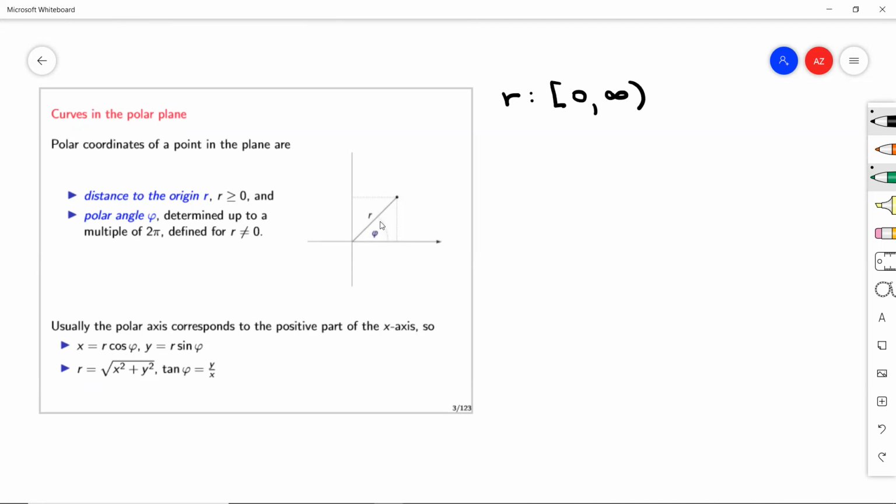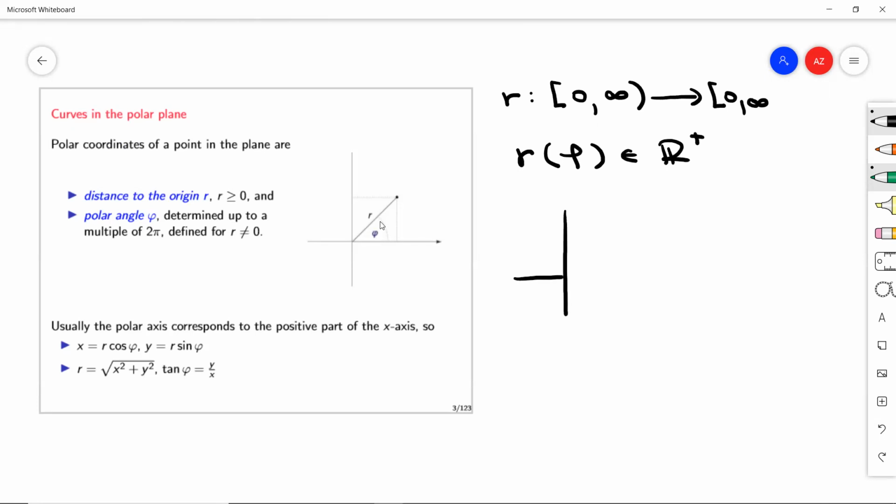We could make an arrangement that if the radius is negative, then we have to put the point on the other side of the origin. But usually it will be positive for us. So it will be a mapping from 0 to infinity into 0 to infinity. It's a function of the angle, so for each angle, we get some positive real number.